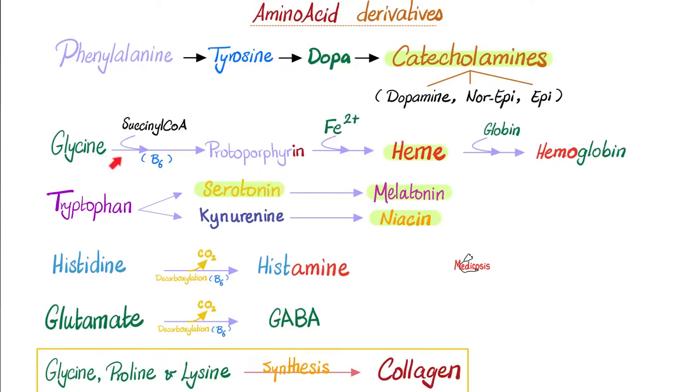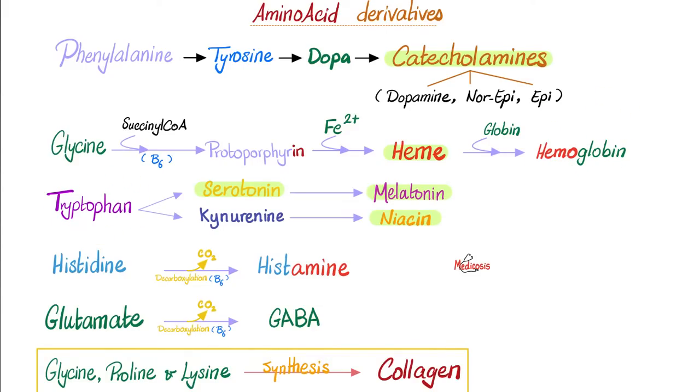Glycine is an amino acid. Glycine plus succinyl-CoA will give me protoporphyrin. Protoporphyrin plus ferrous iron will give me heme. Heme plus globin will give me hemoglobin, which is located on my red blood cell, which carries oxygen or carbon dioxide. When it carries oxygen, it's called oxyhemoglobin. And when it carries carbon dioxide, it's called carboxyhemoglobin. Shut up. Carboxyhemoglobin is toxic. It's poison. It's carbon monoxide. When it carries carbon dioxide, we call it carbaminohemoglobin. Big difference. Carbamino when it's carrying carbon dioxide. Carboxy when it's carrying carbon monoxide.